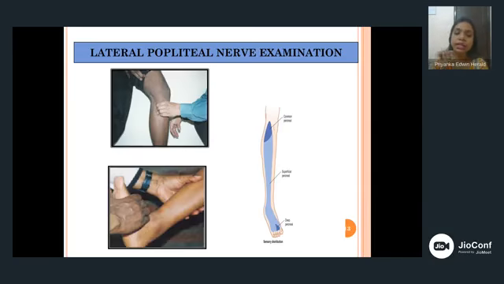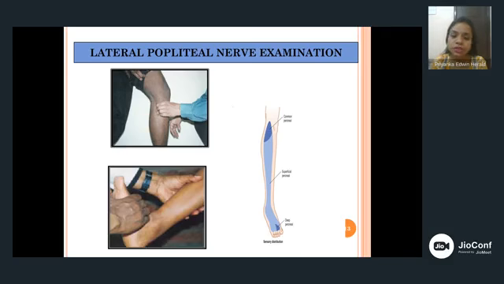Next is the lateral popliteal nerve, or common peroneal nerve. It comes superficial, as you can see in the picture, just behind the apex of the fibula. So just behind the knee, at the apex of the fibula, we palpate the lateral popliteal nerve. Again, we palpate it for thickening, tenderness, and consistency. If any of these three is present, then we can say the lateral popliteal nerve is involved.